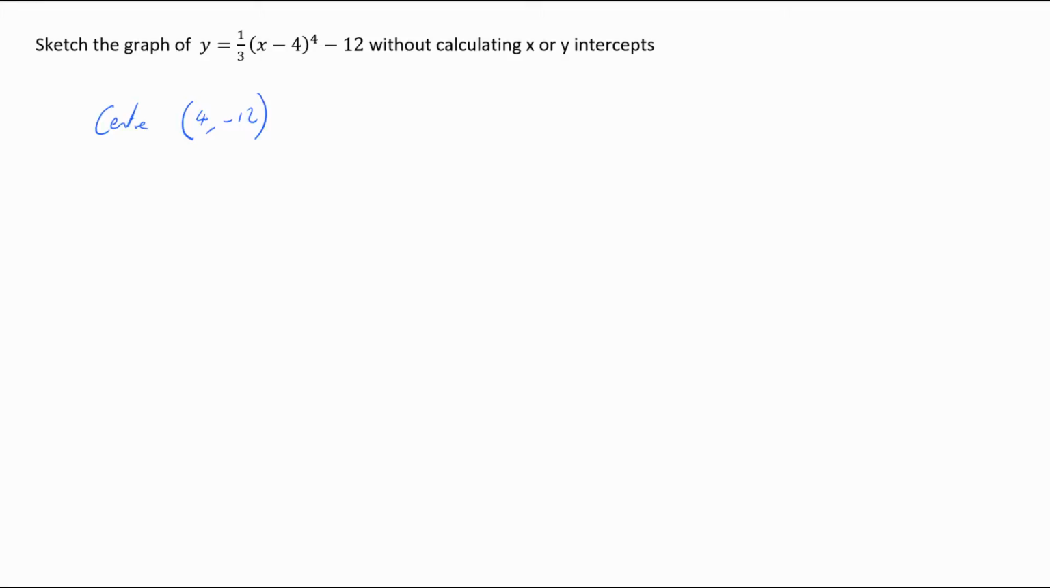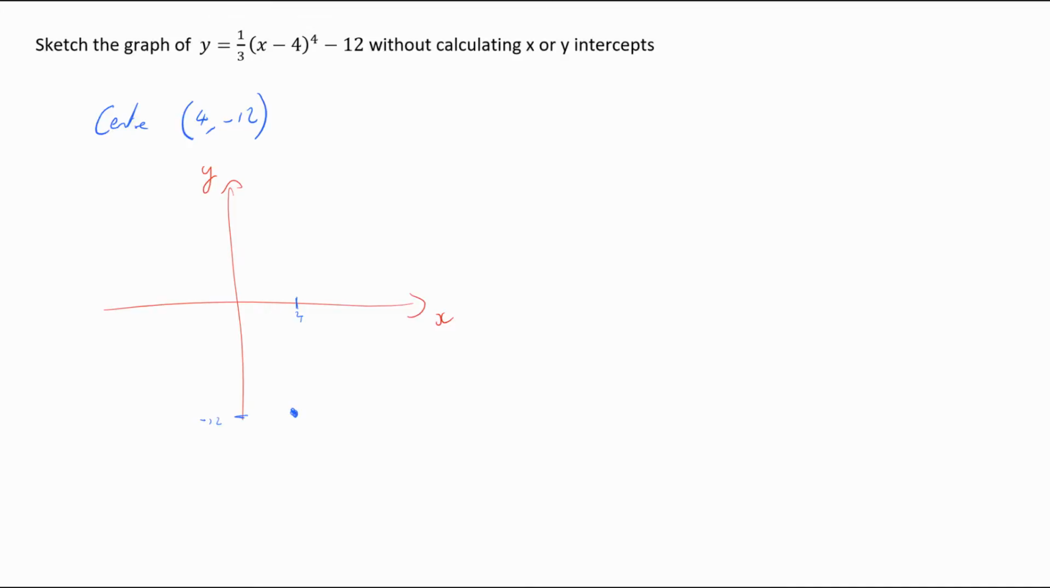We think about the overall shape. Now, it's an even power, so it'll be a bucket shape. There's no reflection, so it'll be a positive. We can get a very quick sketch, and again, very quick. You should definitely be using a ruler for this when you do it properly. And we can say that the center is located at 4 and negative 12. So the center of our graph is located right here.